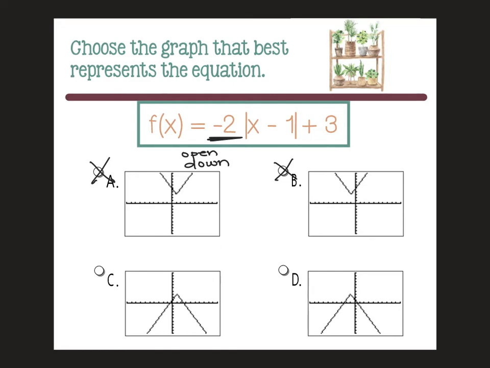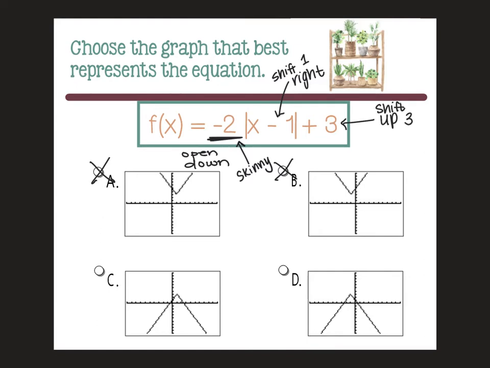Since 2 is greater than 1, we know that this is going to get skinnier. This -1 here means it's shifting 1 right. And this +3 means it's going to go up 3.